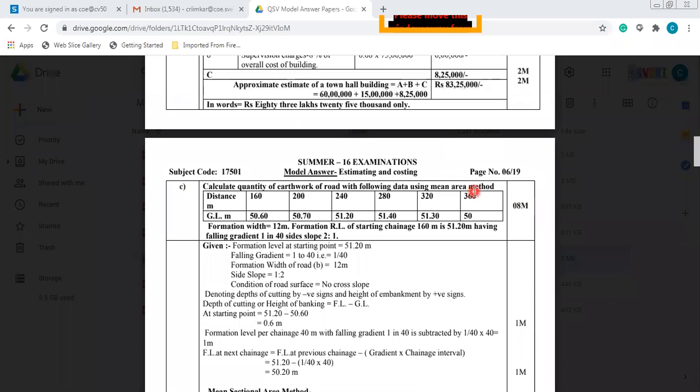Everyone please start solving the problem, so that we will discuss the rest of the theory part, and then we will directly shift towards our main important part, that is bar bending schedule.